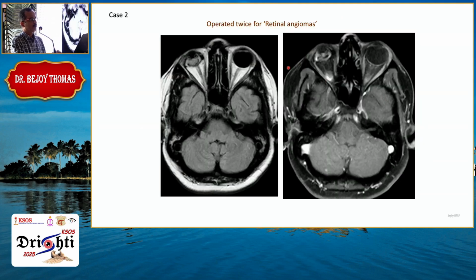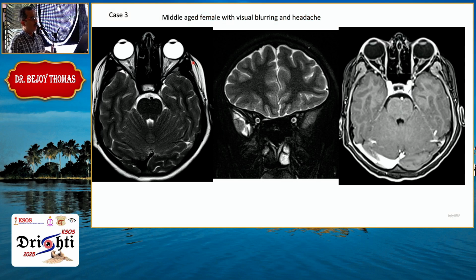This is a case of a middle-aged female who came to us, operated twice for retinal angiomas. It's an old case. I don't think anybody will do surgery for retinal angiomas nowadays. Now she has come with a complete vision loss with phthisis bulbi on the right side. Again, how you image these, we will discuss at the end of the talk. So we move on to the third case. This is a middle-aged female with visual blurring and headache.